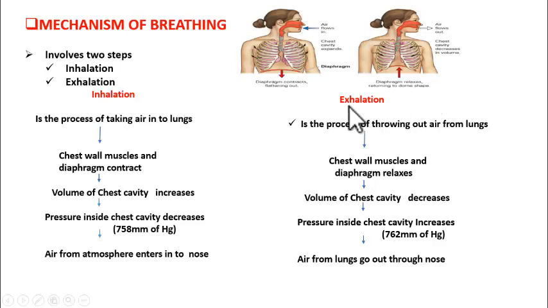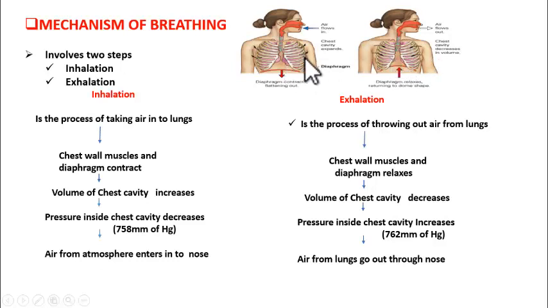Now the reverse is exhalation. What is exhalation? Process of throwing out air from lungs. So to throw out air from lungs, what is required? The pressure should be higher here when compared to atmospheric pressure. So what is atmospheric pressure? 760. Here the pressure should be more than that. How is that pressure maintained?